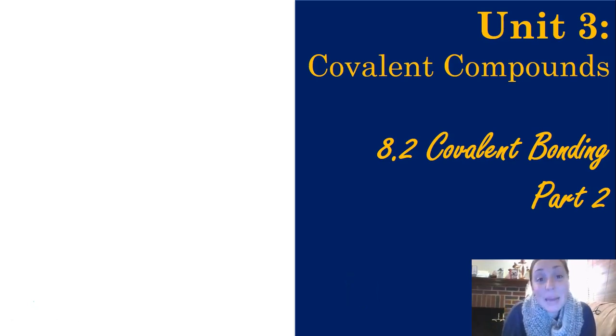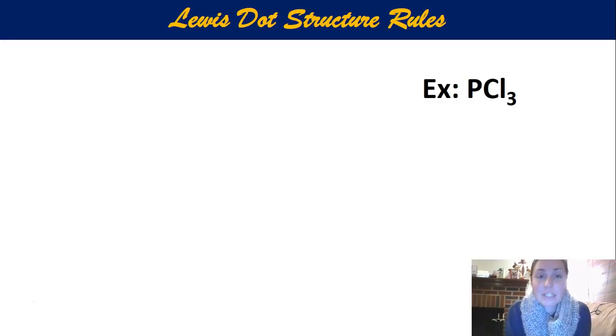Guys, this is Academic Chemistry Chapter 8, Section 2, Covalent Bonding Part 2. Today we're going to go over the steps on how to draw a Lewis structure. So what do you need to know, what do you need to do, and how to do it. All right, the first Lewis structure we're going to draw is phosphorus trichloride.